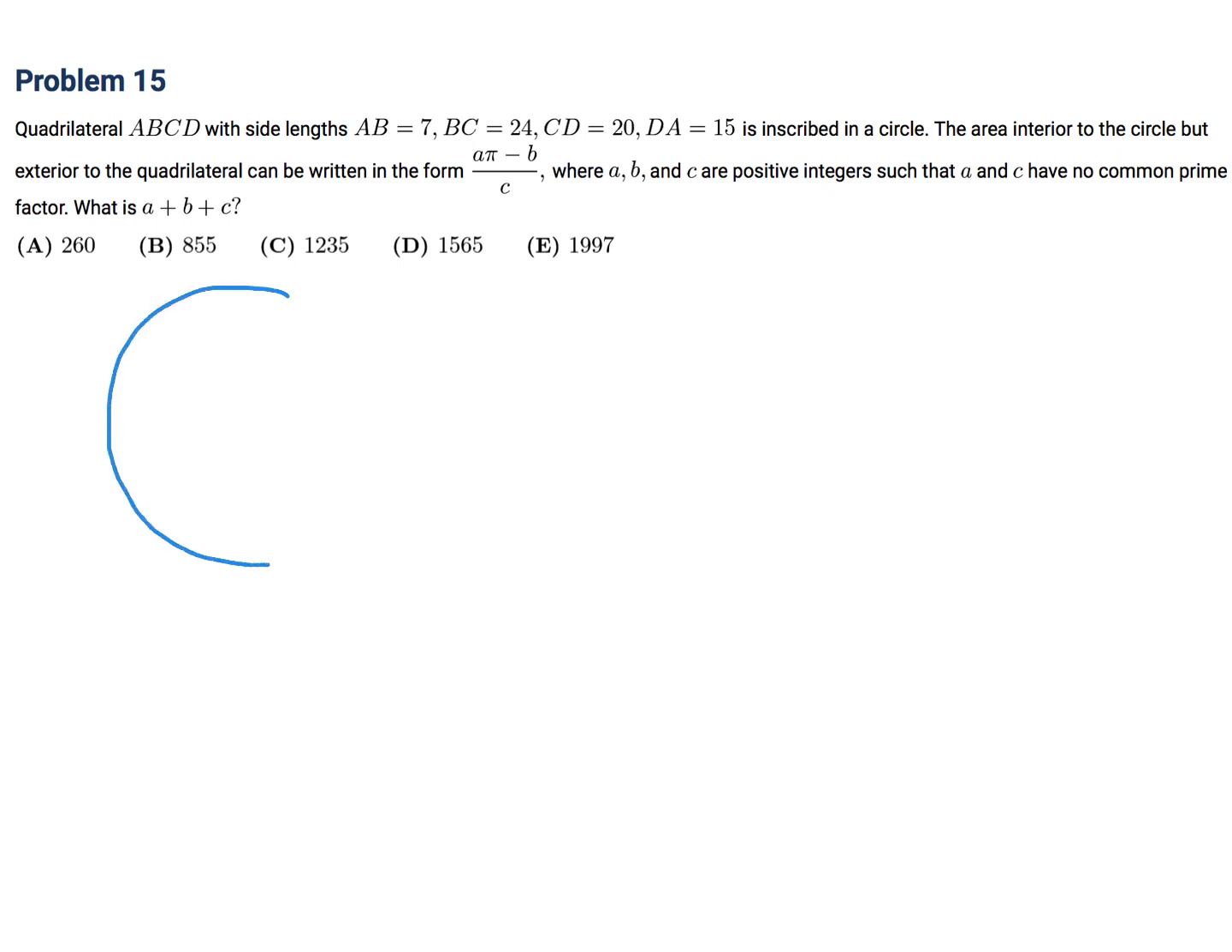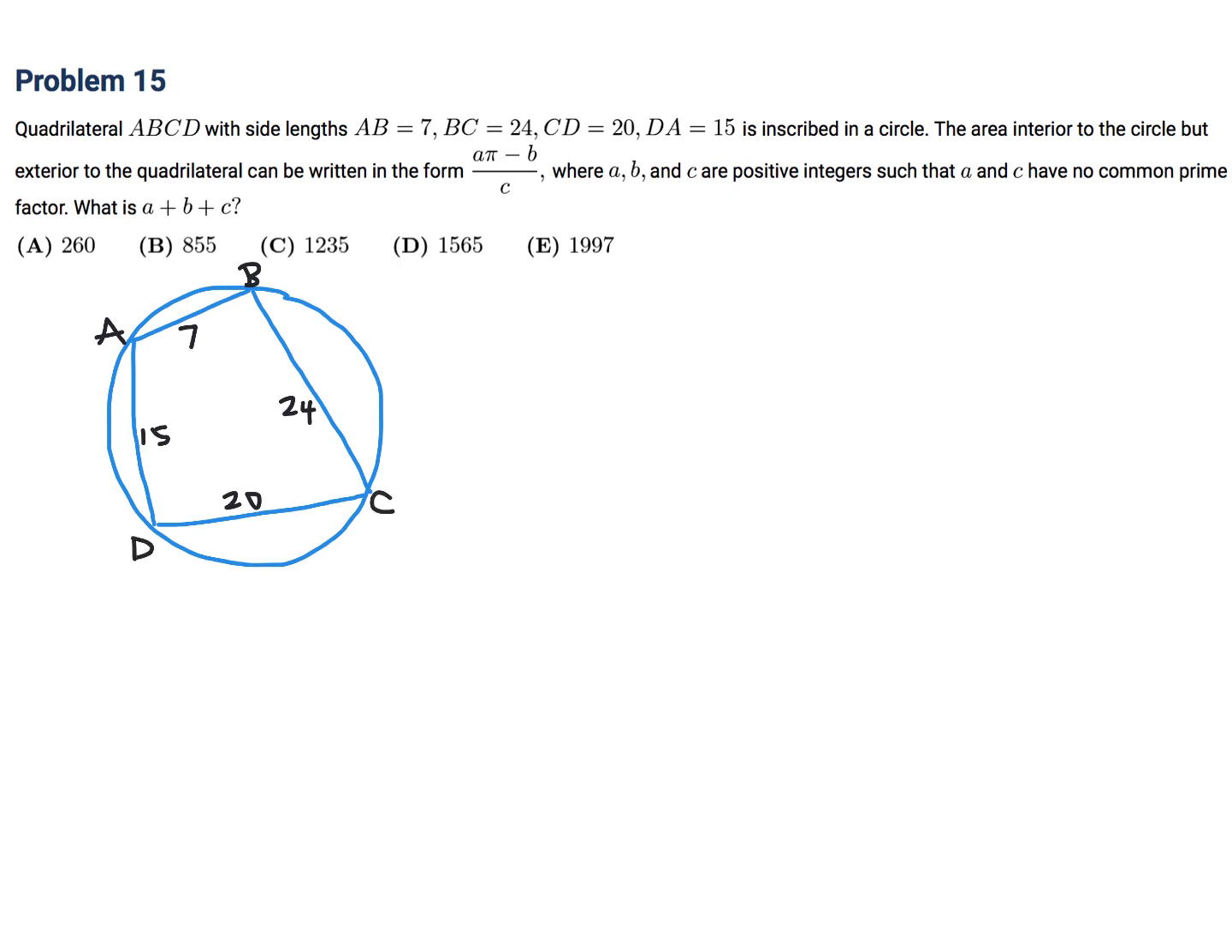So we've got a circle, and then we've got this quadrilateral, and this is 7, let's say. This is 15. This is 20, and this is 24. So just a basic drawing to illustrate. So this is 7, 15, 20, and 24. And then let's label this accordingly. A, B, C, and D. Okay.